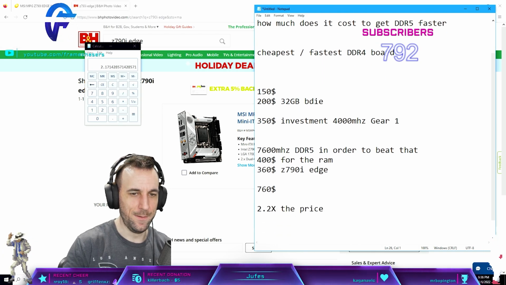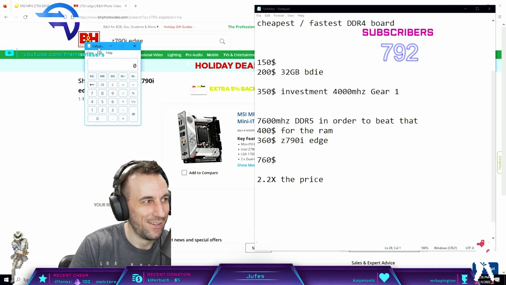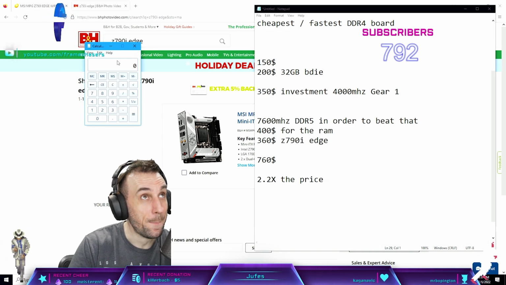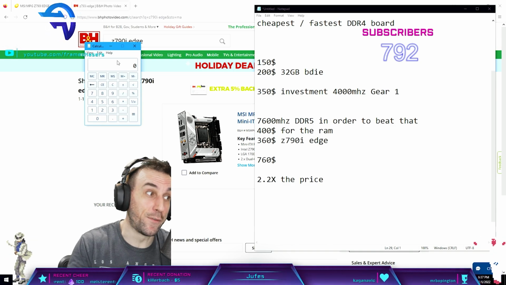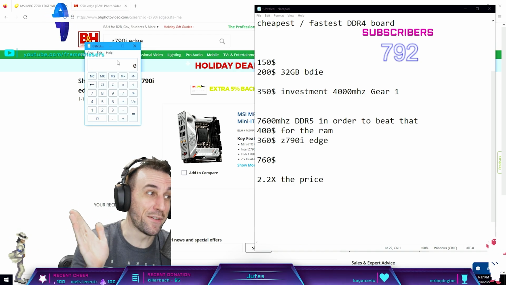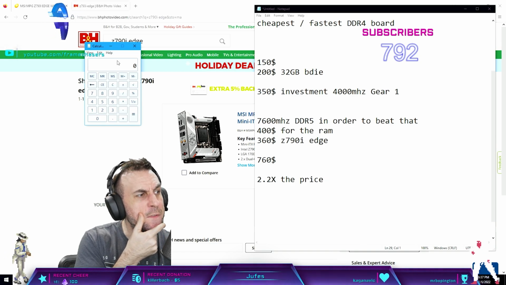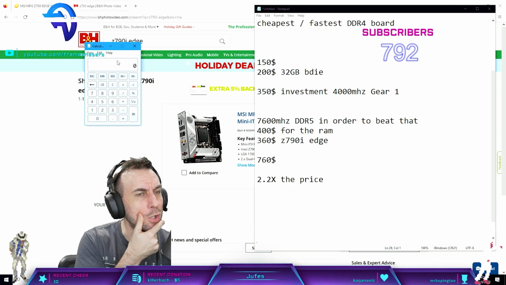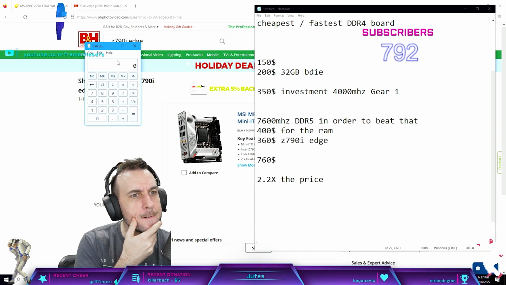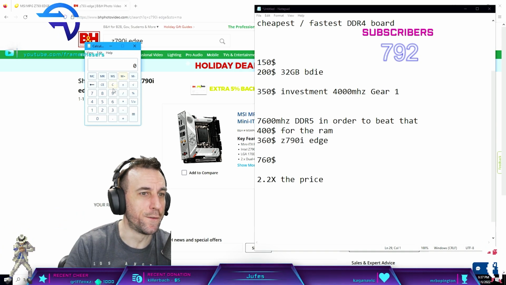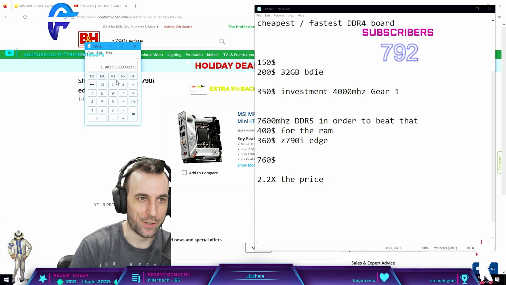2.2x the price. How much FPS do you think you're getting for that? I would say if you tuned the DDR5, you might get 50. And you have a 4090. Assuming you have a 4090, you might get 15 FPS more. I would say you're going from 240 to 255. Let's say 20 FPS. 240 to 260. Whatever. Let's just say that. 260 divided by 240.